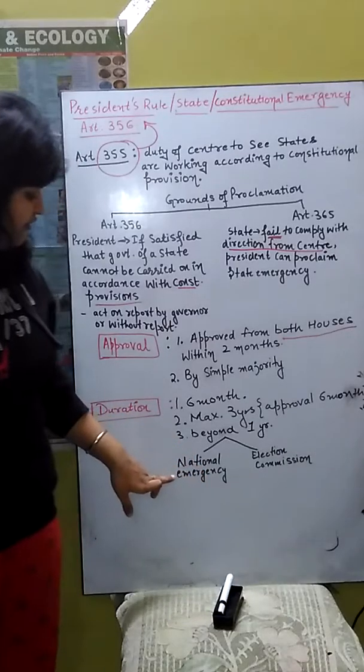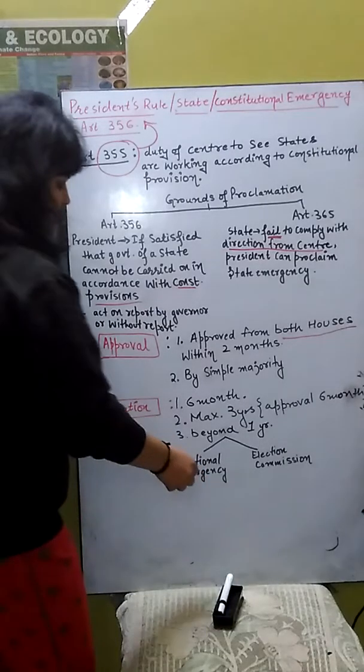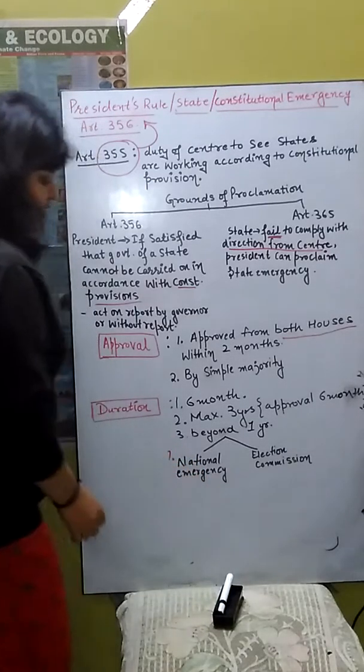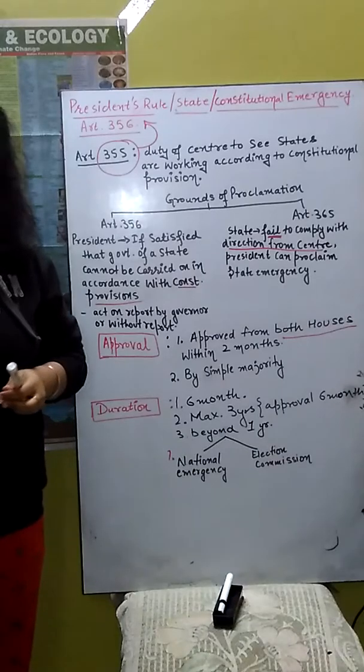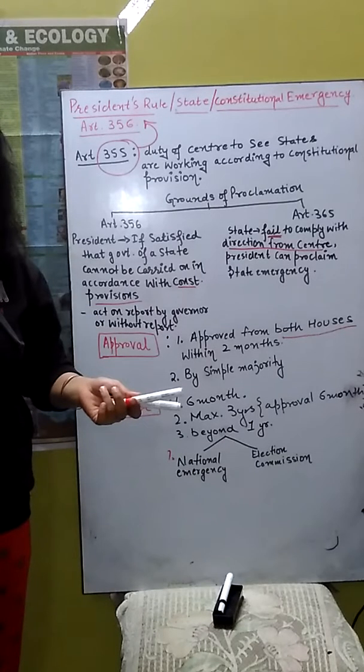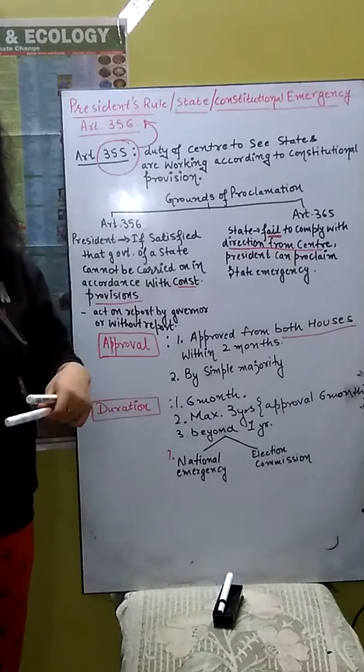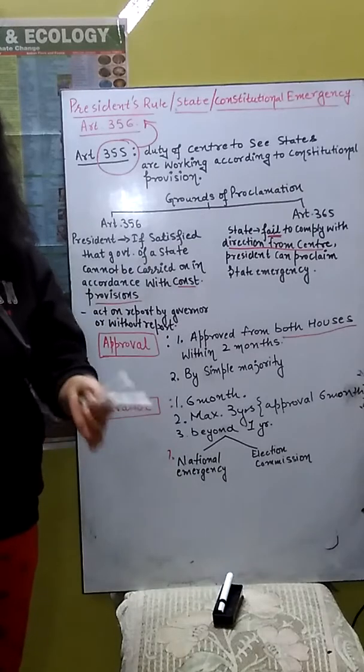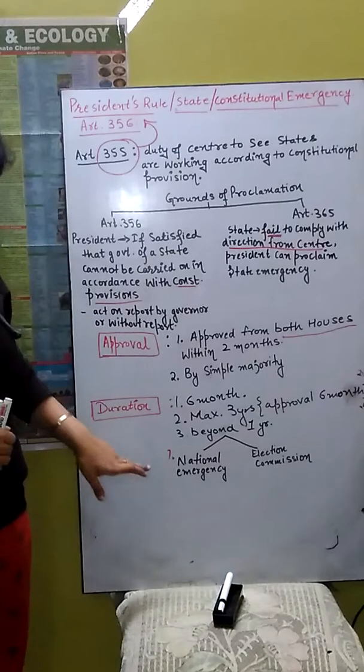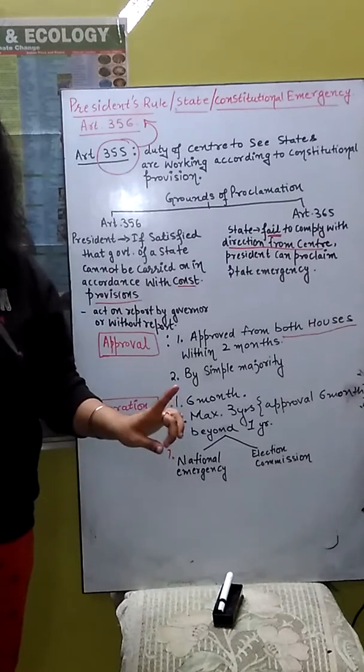What is that? First is national emergency. First point is national emergency. Either in whole India, in whole state or in any part of the state, national emergency should be going on.